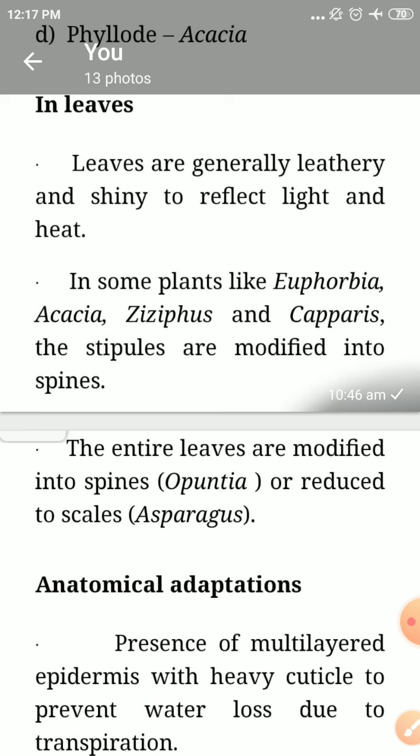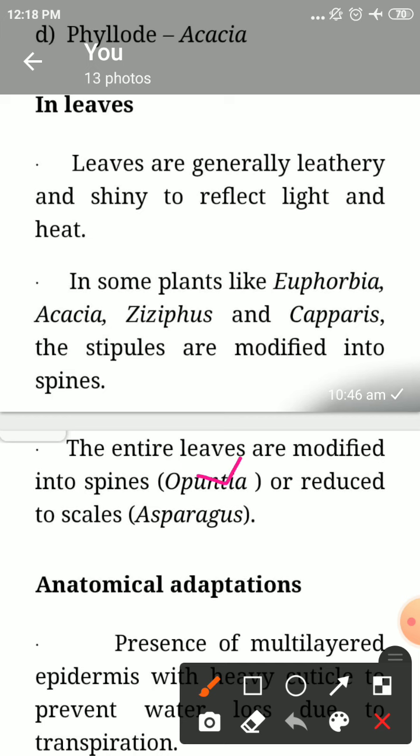In some plants like Euphorbia, Acacia, Ziziphus and Capparis, the stipules are modified into spines. We have discussed this in our Bor plant, Babul plant and Kiral plant. The stipules are modified into thorns, spines or prickles, or the entire leaves are modified into spines. For example, in the Opuntia or Sabar plant, the leaves are totally modified into spines, or they are reduced to scales in the Shatavari plant.